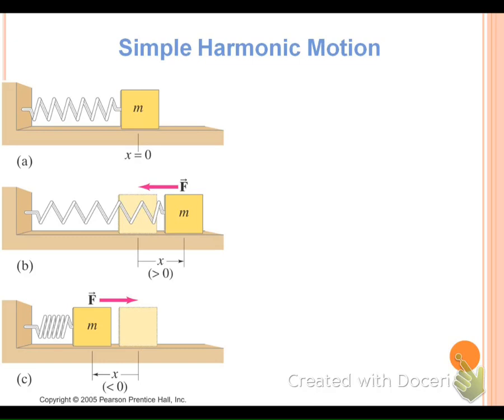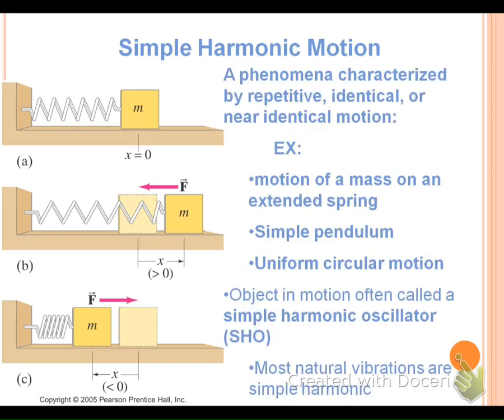Okay, and simple harmonic motion, its regular definition, it's not your book definition of it, is a phenomenon that's characterized by repetitive, identical, or near identical motion. So anything that's extremely repetitive, extremely identical, extremely steady, any type of motion like that, we call simple harmonic motion. And here are some examples of it below. A mass on an extended spring, like you see in the picture right here. A pendulum, which is the most common example of simple harmonic motion, and circular motion, which we've talked about before.